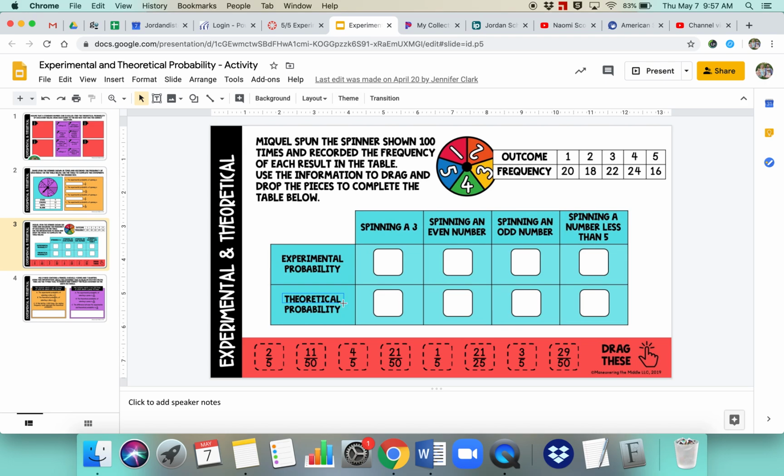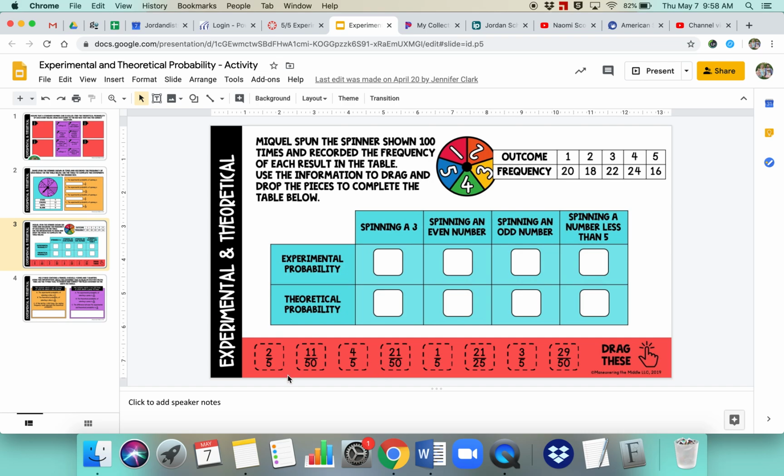So the theoretical probability of spinning a 3, well, there is only one 3 here, so it would be 1 out of how many options? 5. So 1/5 would be an option I would click and drag up here. Spinning an even number, well, 2 and 4 are even numbers, so that's 2 out of 5. So I would take this 2 out of 5 and put it here. Spinning an odd number, so since there were 2 evens, that means there's 3 odds, so 3 out of 5 would be my theoretical probability for spinning an odd number. Spinning a number less than 5, there are 4 numbers less than 5, 4, 3, 2, and 1, and there are 5 possible outcomes, so that would be my 4/5.